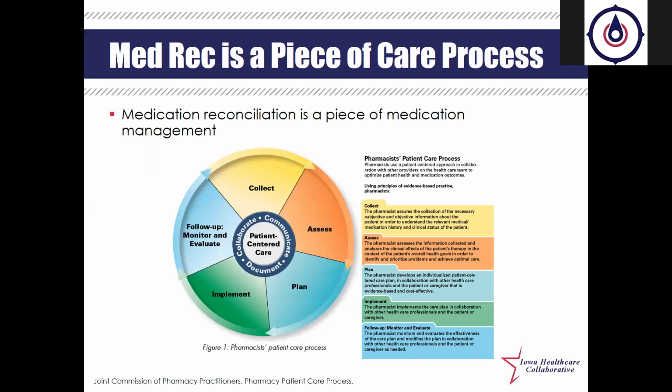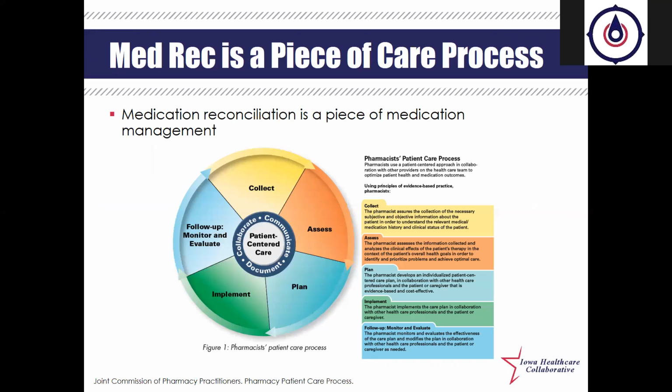And this is where the healthcare professional collects and analyzes the clinical effects of the patient's therapy and looking at the context of the overall patient health. Next, we move into plan, and this is where the healthcare professional really individualizes the patient care plan so that it fits best with what the patient's needs are and with what we have found in our collect and assess steps. The next step is going to be implement, and this is where the healthcare professional plans in collaboration with other healthcare professionals and the patient or caregiver in order to implement that plan. And then lastly, one of the most important steps is follow-up through monitoring and evaluation.